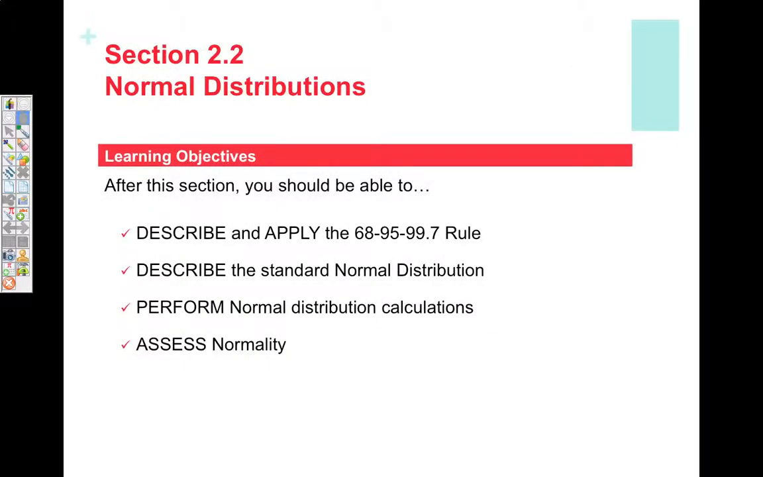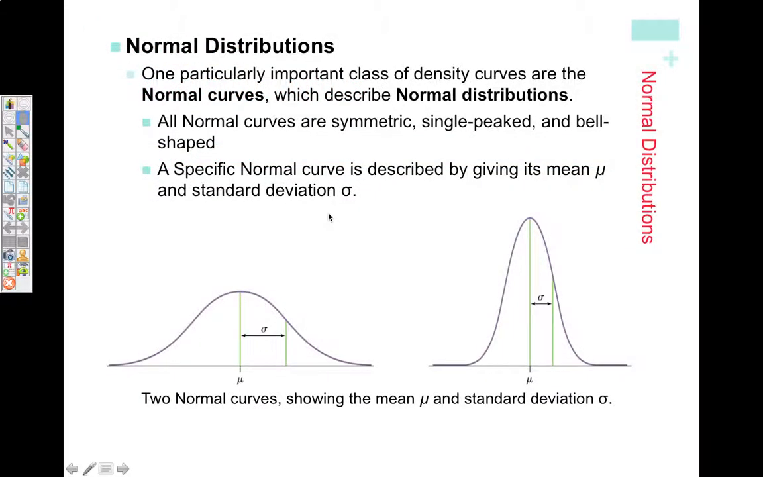So the rest of this, the normal distribution calculations and assessing normality, is yet to come. We'll focus on that in the next video. But here we go. So normal distributions, what are they? Well, they are density curves. They are normal curves. So normal, what does it mean? Well, it means they're symmetric, they're single-peaked, and they're bell-shaped.